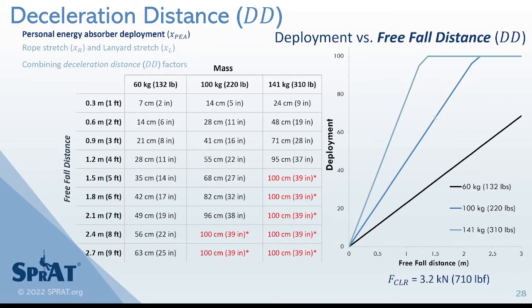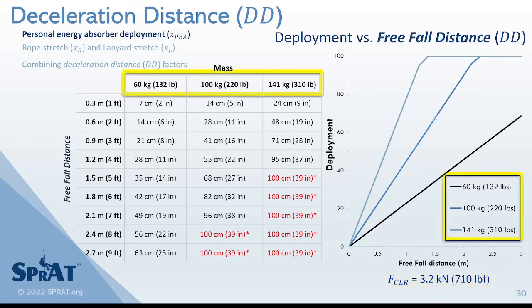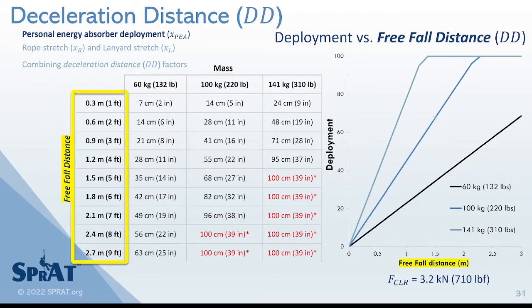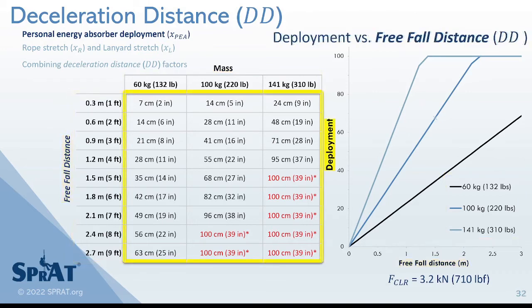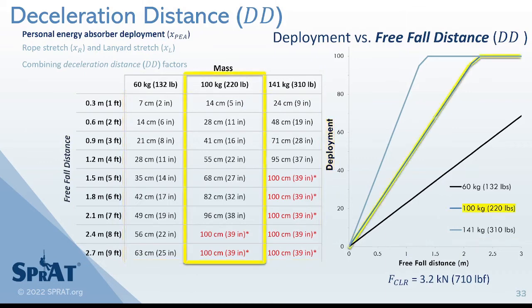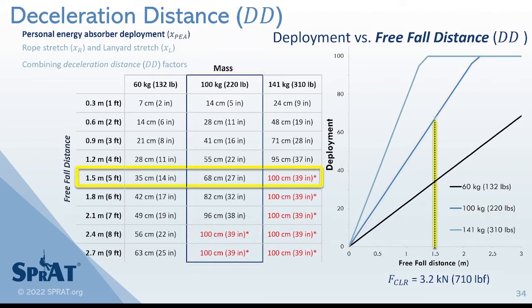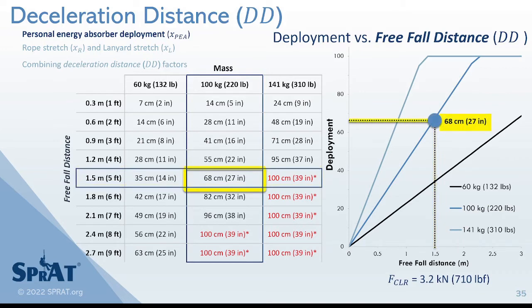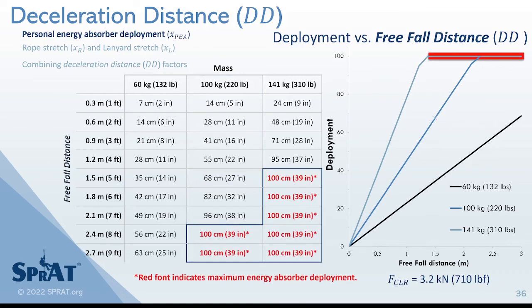The table and graph shown depict an example energy absorber that deploys at an average force of 3.2 kilonewtons for 3 different user masses. Free fall distance is then used to present deployment distances. For example, if a 100 kilogram individual experiences a free fall distance of 1.5 meters, the energy absorber modeled here would be expected to deploy 68 centimeters. The red font in the table and the horizontal portion of the lines in the graph denote the maximum deployment distance of the energy absorber used in this example.